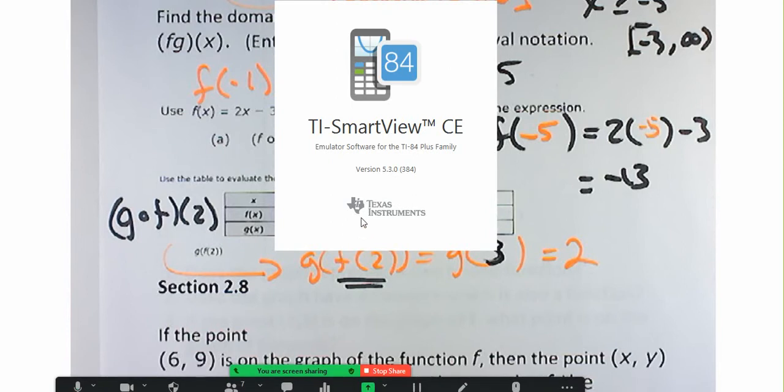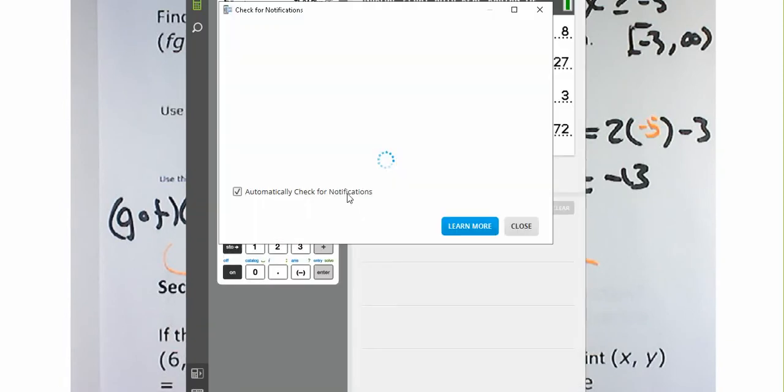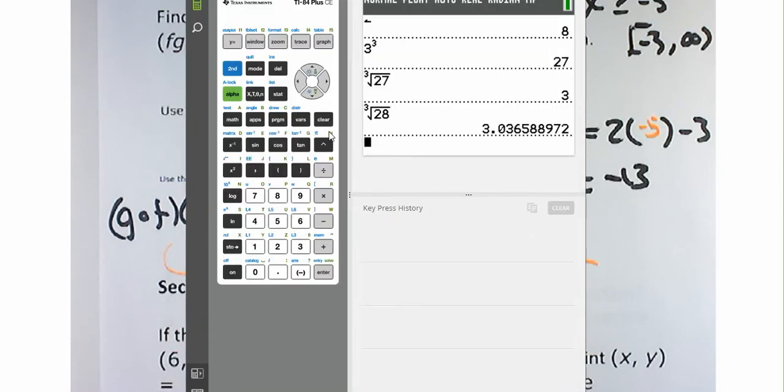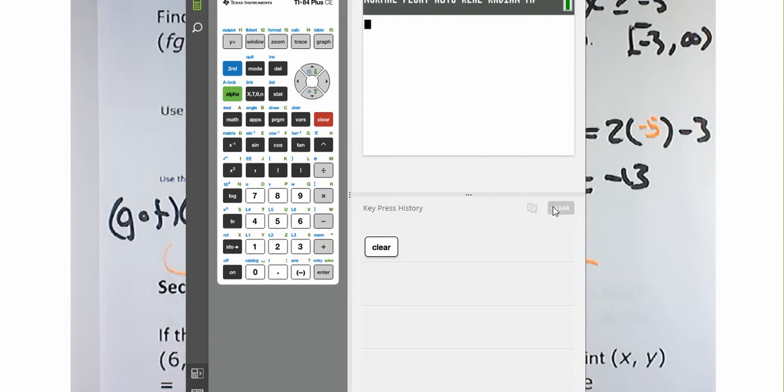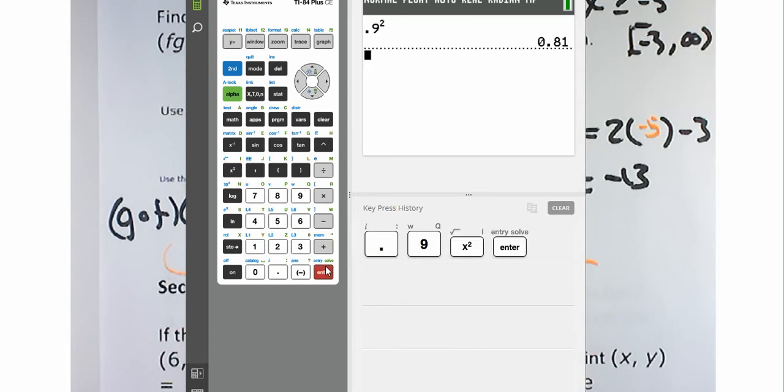Let me see if I can get it to do something. So when you take the old value and put it back in the function to get a new value, that's called an iteration. So I could do, say, 0.9 squared. And then I could take my previous answer and square it. So second answer squared. And I can keep on squaring that value.